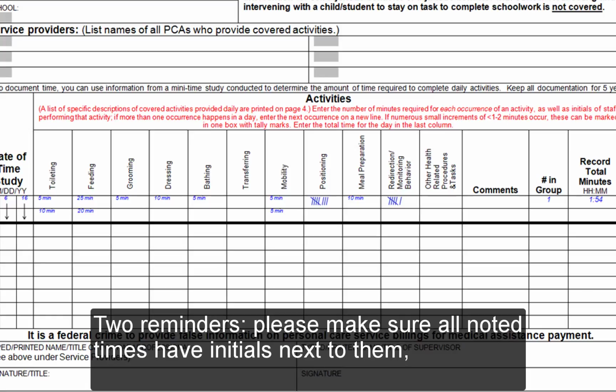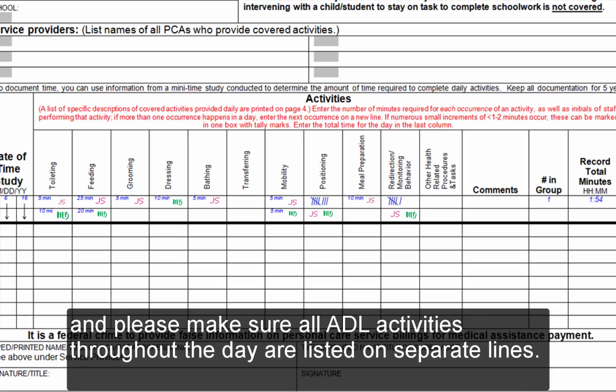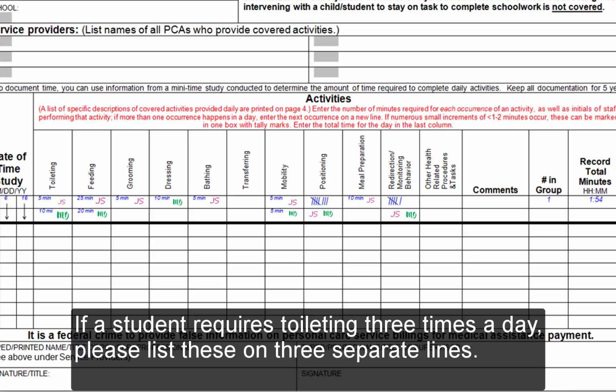Two reminders. Please make sure all noted times have initials next to them. And please make sure all ADL activities throughout the day are listed on separate lines. If a student requires toileting 3 times a day, please list these on 3 separate lines.